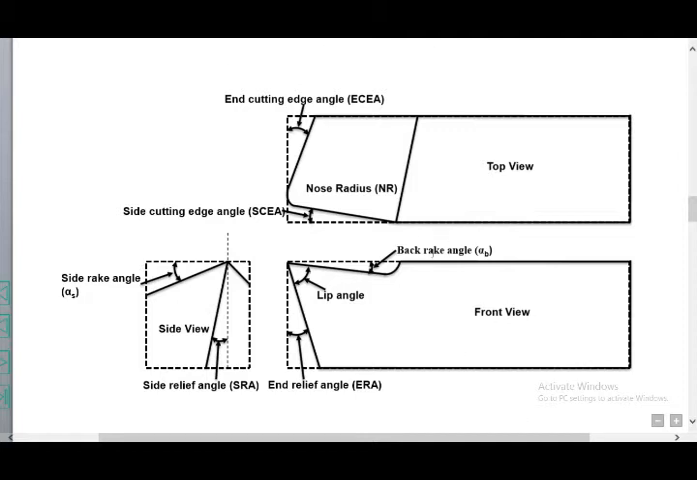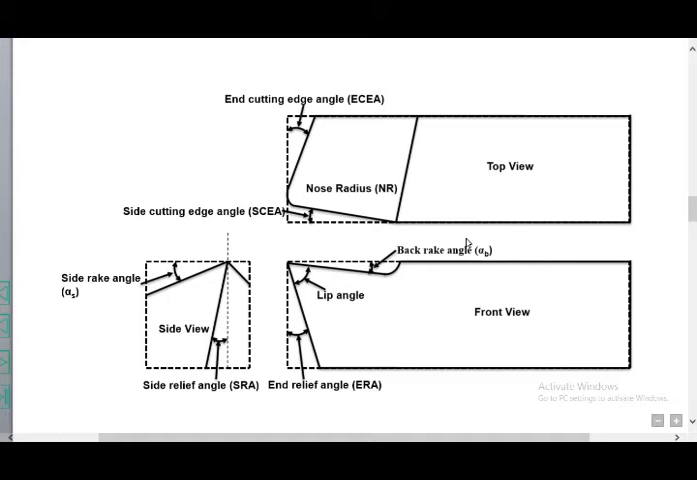Front view, back rack angle, end relief angle. Side view, side rack angle, side relief angle. The relief angles are different: rack angle, side rack angle, side relief angle, back rack angle, end relief angle. Here the two are mixing this.